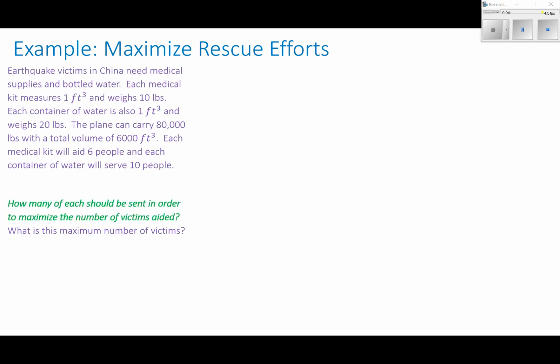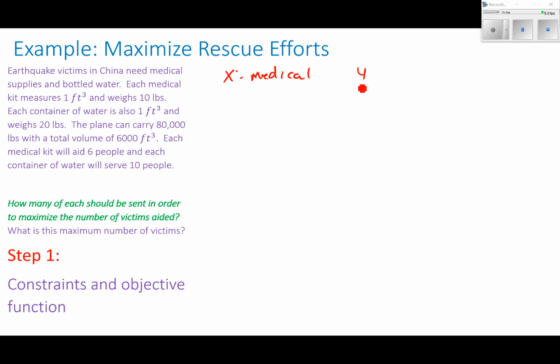Okay, so same setup, but just smaller. Okay, so step 1, constraints and the objective function. So again, X was going to represent our medical kits, and then Y is going to represent containers of water, bottled water. All right, well, we know these are tangible items, so I can say, well, X has to be greater than 0, and Y has to be greater than 0.